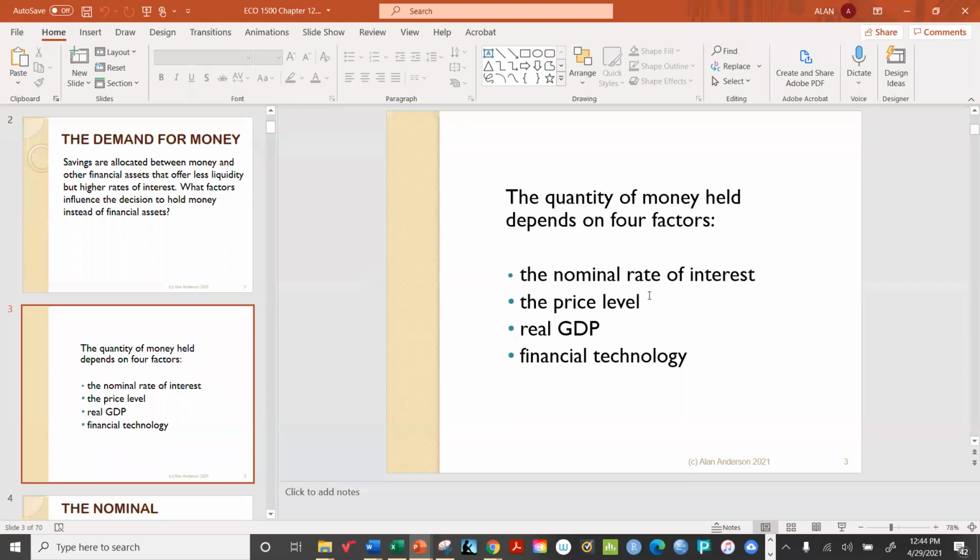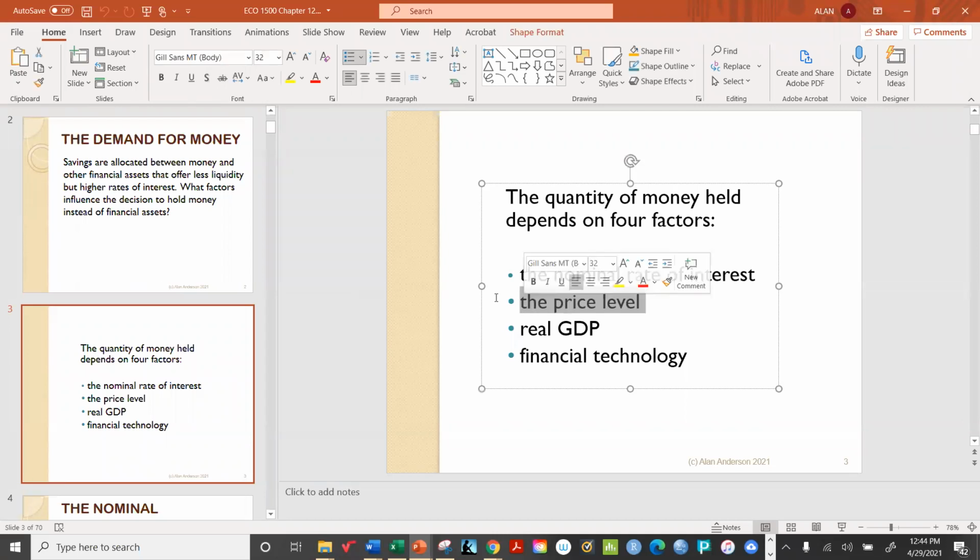Now, for the entire economy, we also have to take into account the price level, the level of real GDP, and also financial technology. So in other words, for the economy as a whole, there are four basic factors that determine how much money is being held in the entire economy. For an individual, it will most likely come down to the nominal rate of interest, possibly the price level, if inflation is fairly high, and of course, financial technology. So we'll see what that's all about in a minute.